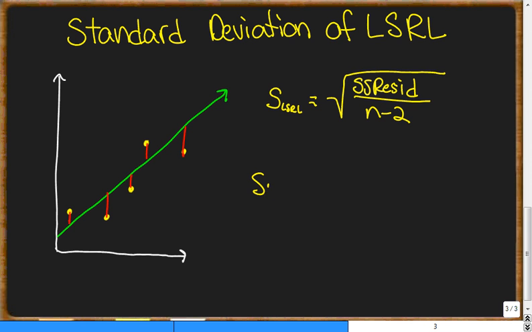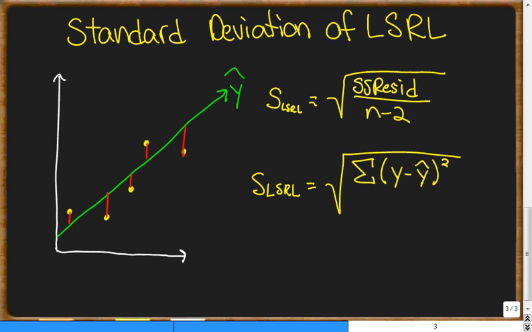If you saw this in a different way, it would look like this: the sum of our y's minus our predictors, y hat, squared, divided by n minus 2, which is the number of observations minus 2. This is, again, difficult to find. It's a lot of typing in, but there is a calculator shortcut that I show you, not only on how to make residual plots, but also to find r squared very easily, r very easily, and also find your standard deviation if you need to.